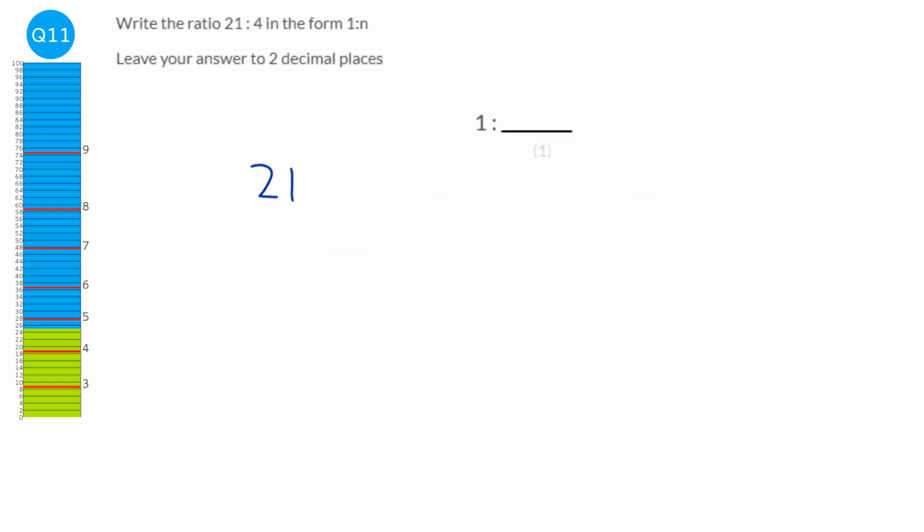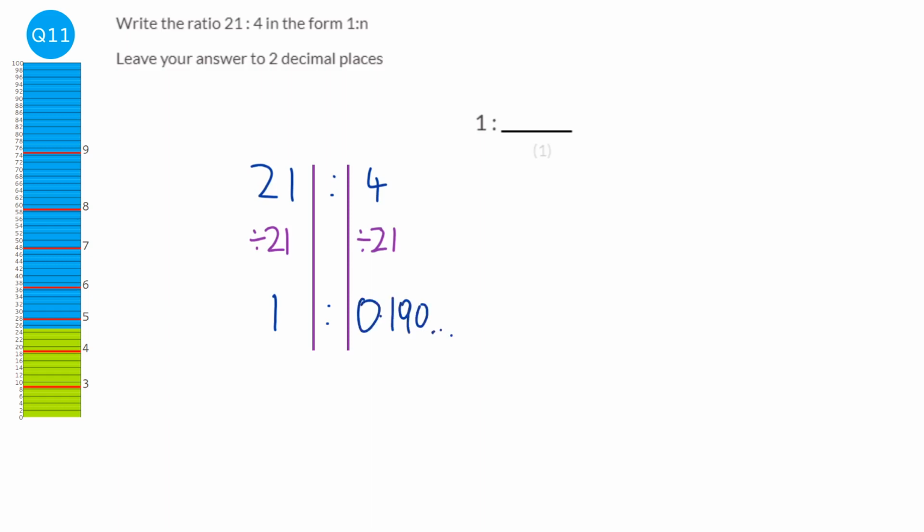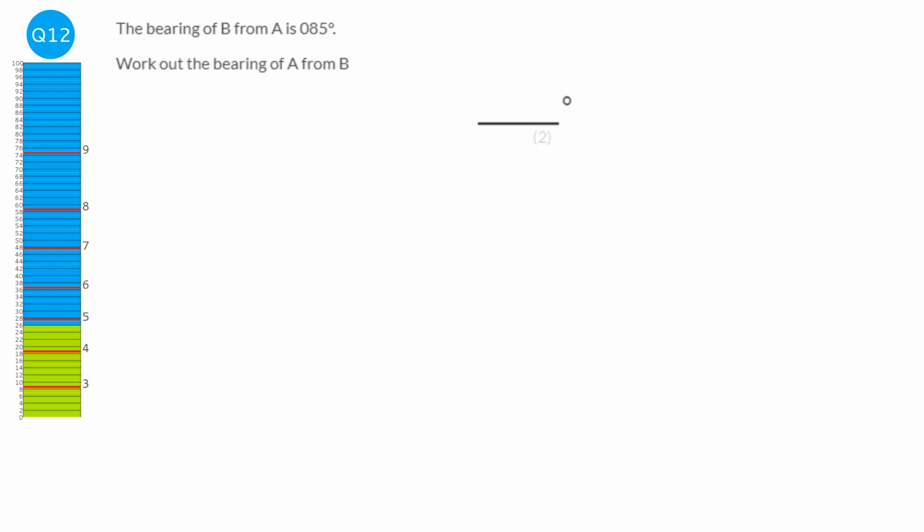So we're given 21 to 4 is the ratio. And we're just going to have our lines in, because what we need to do is make the left-hand side be 1. To do that, for 21, I need to divide it by itself, divide it by 21, and we're going to do the same to the right-hand side. So 21 divided by 21 is 1. Perfect, that's what we wanted. 4 divided by 21 is 0.190, and so on. It says it wants it to 2 decimal places, so it's going to be 1 to 0.19.